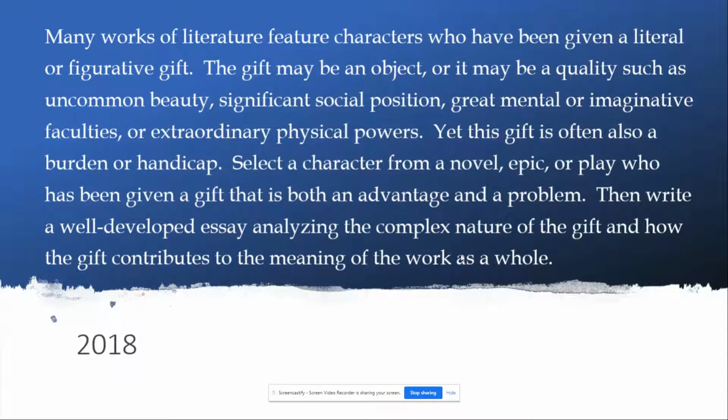I like this prompt to start with because it actually defines complexity for you. It tells you very clearly what kind of complexity it's looking for in this particular prompt. It uses the word both, which is a good connection to complex. It shows you multifaceted, both an advantage and a problem. Both of those are going on. So yes, an advantage, yet also a problem. And so complexity means multifaceted.